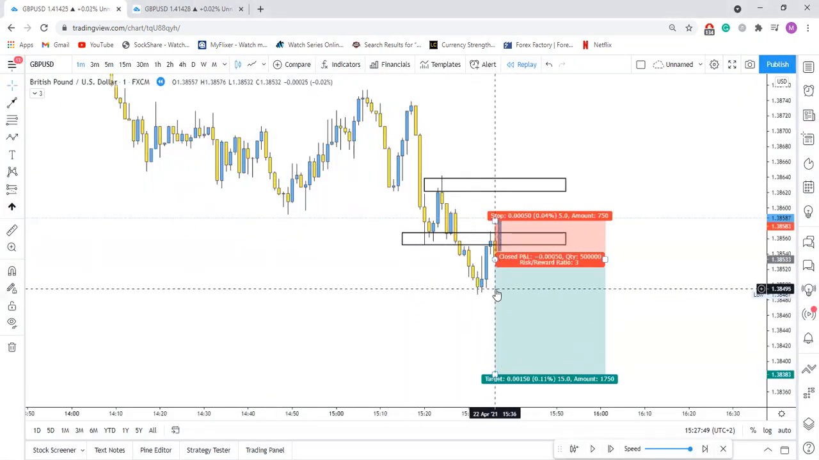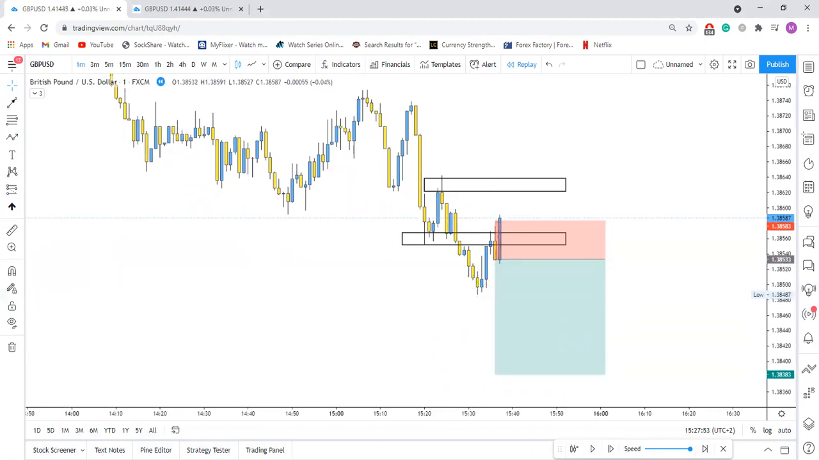Let me see, what time is this? 15:36, the 22nd of April. 15:36 p.m. That's 5 pips for 15 pips. Minus 5 pips, 100%.